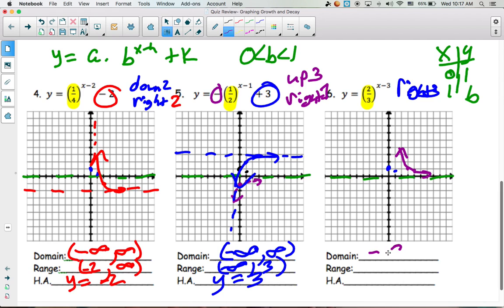And the domain is -infinity to infinity. Range is the bottom and the top. At the bottom, that's at 0. And then at the top, it keeps going up. So that would take you to infinity on the y-axis. And your horizontal asymptote is y equals... there is no k out there. That would be 0. And that gives you your graph.